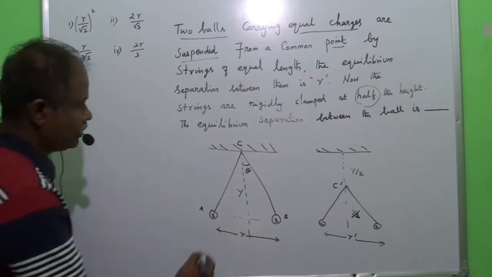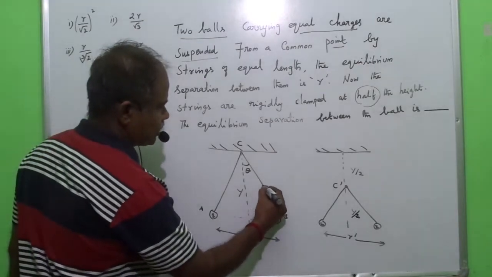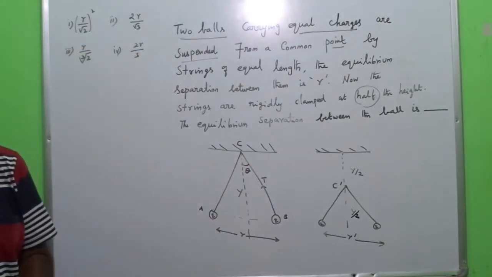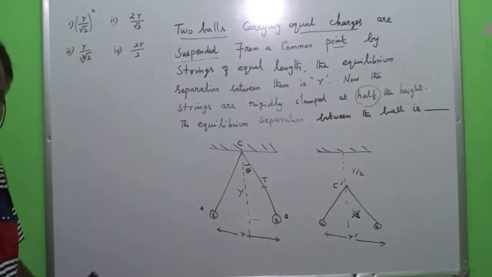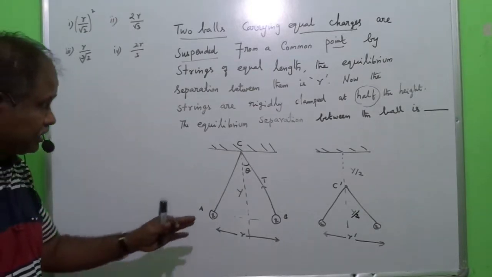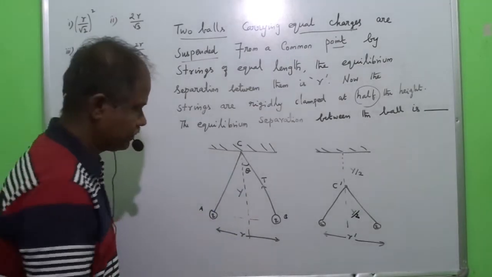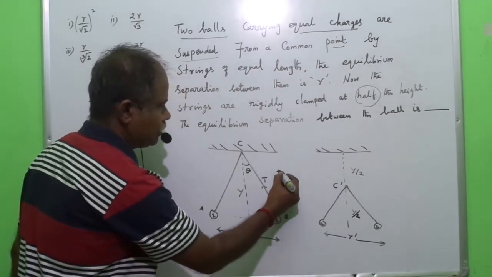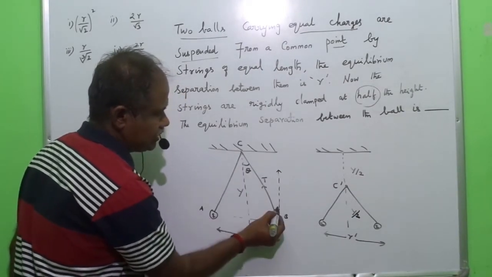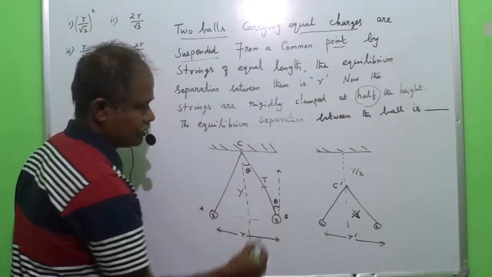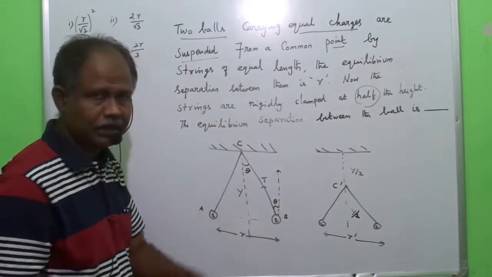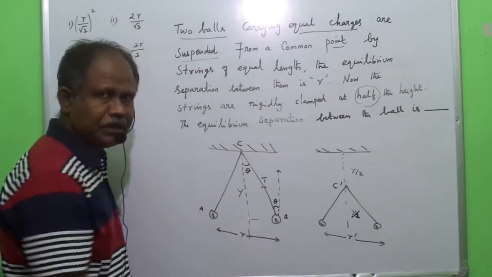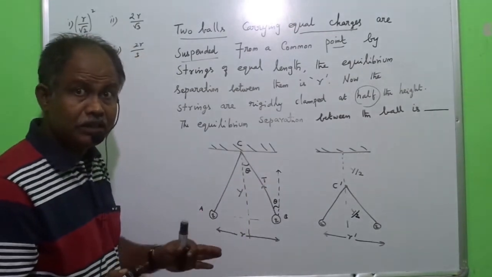Okay? Then, this is a tension. The string has tension. There is a string tension in this string. That is, this T can be divided into two components. Already, you know, this theta means this also theta. These are opposite angles, same value, theta. Then, this T can be resolved into two components.